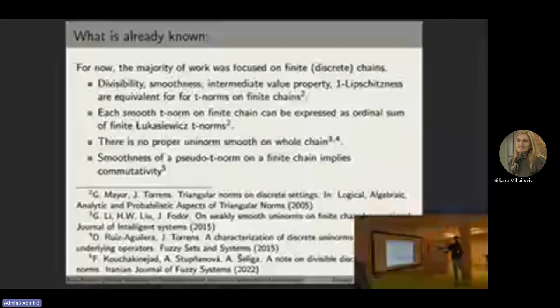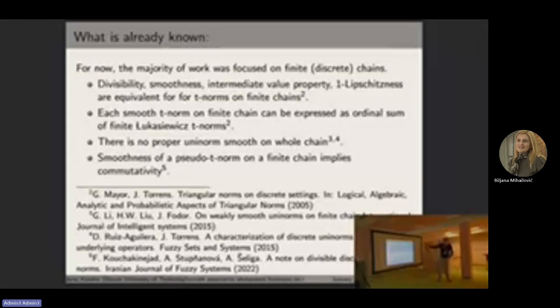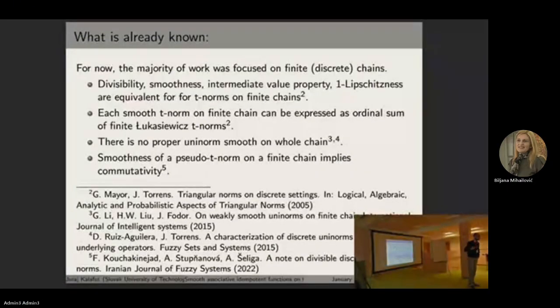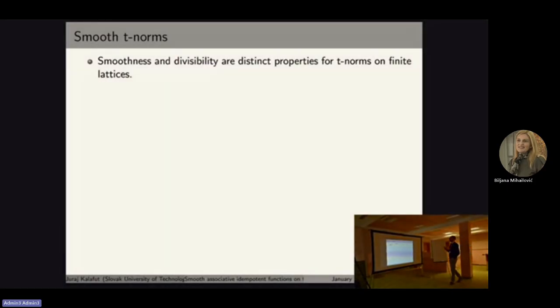And after this presentation, maybe I will try to show you that none of these, except the point of two, holds on finite lattices. So for T-norms on finite lattices, we immediately obtain that divisibility and smoothness are totally different properties. However, the intermediate value property implies both.